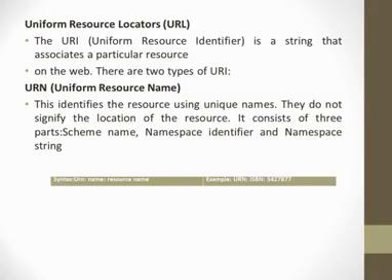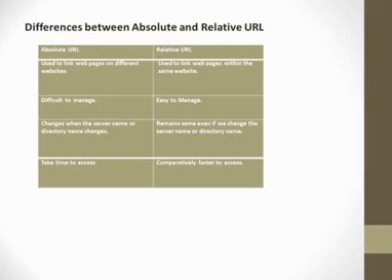And then there are two things, uniform resource locator and uniform resource name. The uniform resource identifier is a string that associates a particular resource on the web, and the URN means identifying the resource using unique names. So they do not signify the location of the resource. It consists of three parts: one is the scheme name, another is the namespace identifier, and the other is the namespace string. So here the particular syntax is given, the URN name, that means the resource name, and then the particular identifier name is given as the ISBN number here.